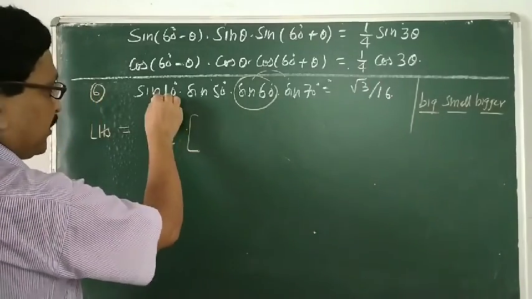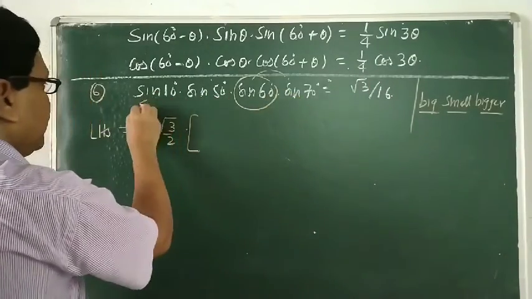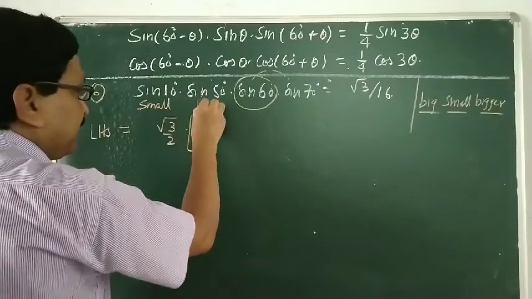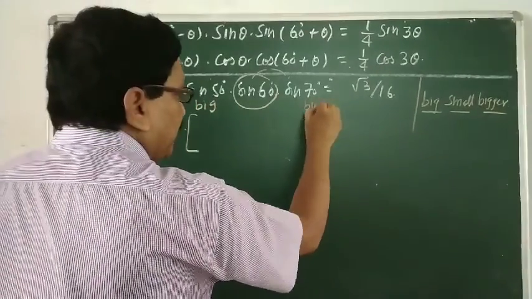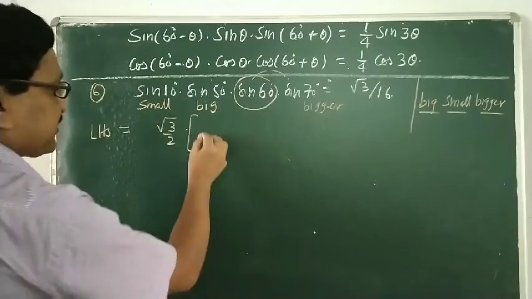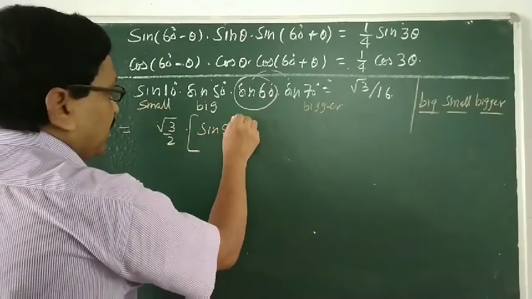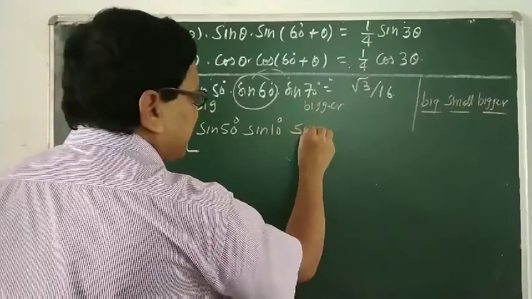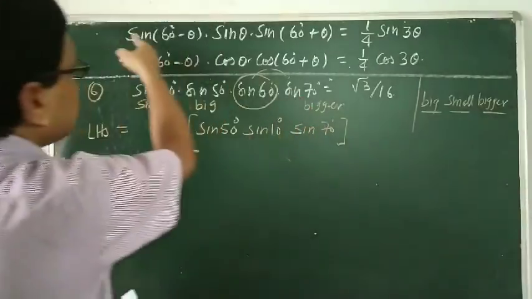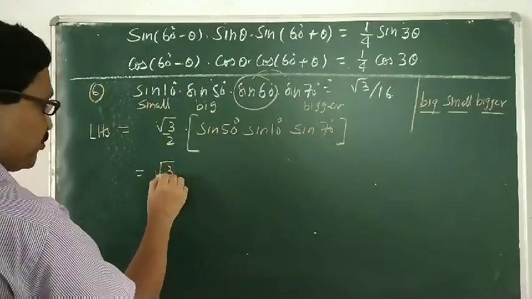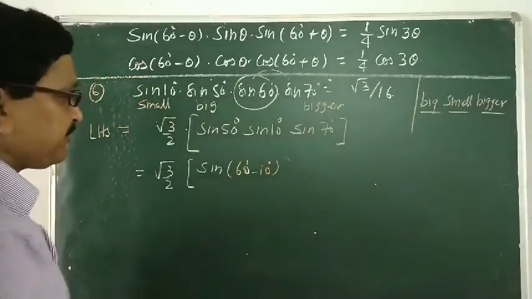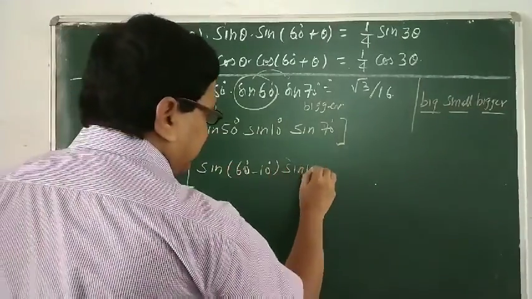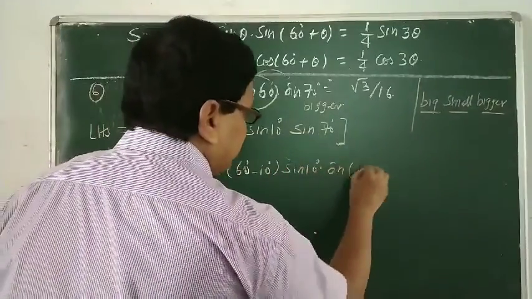So this is your small, big, bigger. First of all, you have to set the big, sin 50, then the small, sin 10, then sin 70. Now set according to the first pattern. This is root 3 by 2 into sin(60 degree minus 10 degree), which gives 50, after that sin 10, after that sin(60 plus 10).